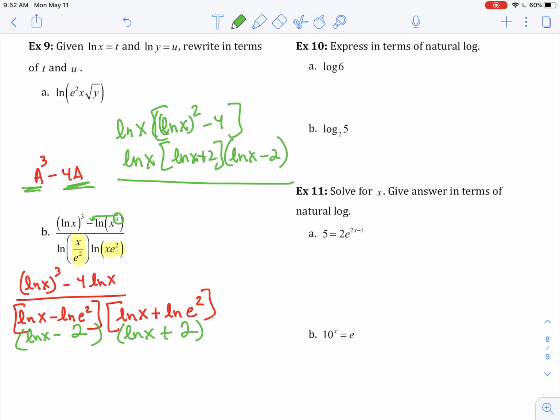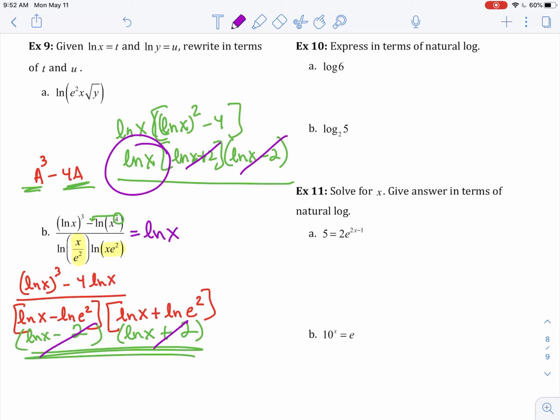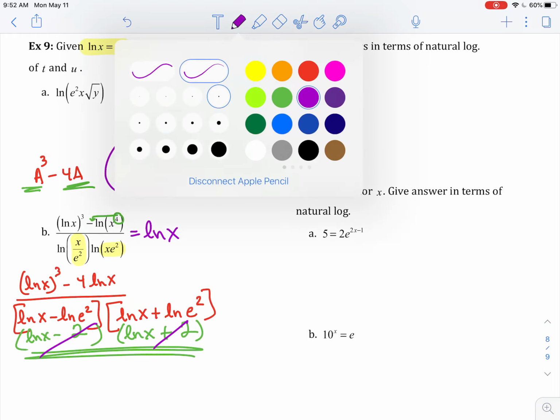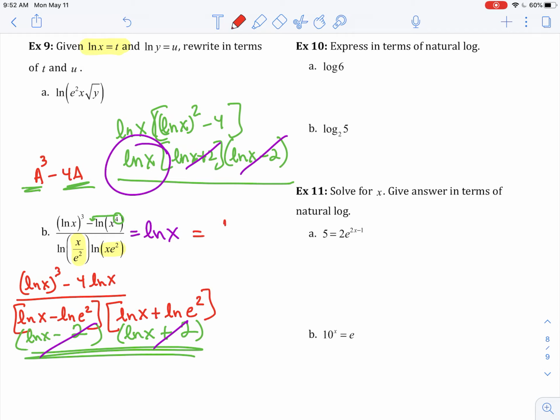And this was our numerator, this was our denominator, and we can see that our natural log of x minus 2's are going to cancel, our natural log of x plus 2's are going to cancel, and the only thing that we are going to be left with is the natural log of x, and the natural log of x was equal to t, so our final answer is just t.